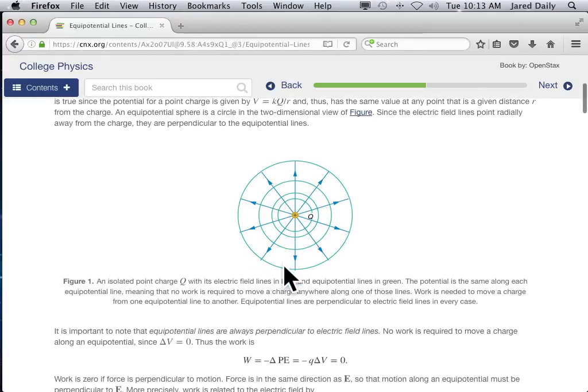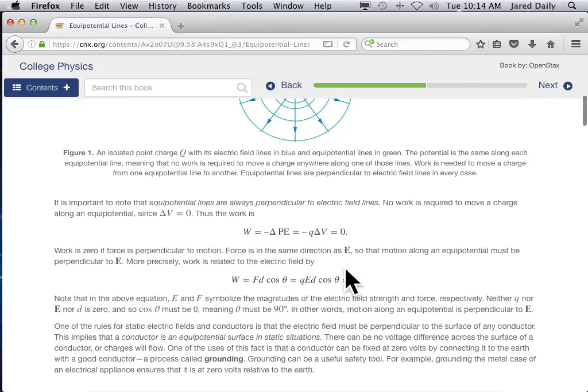You'll notice that as you get closer and closer to a charge, the potential lines are closer together. As you get further away, they get further apart. So when potential lines are closer together, the electric field is stronger. And when potential lines are closer together, you have a higher electric potential. When they're further apart, you have a lower electric potential, and you have weaker electric fields.